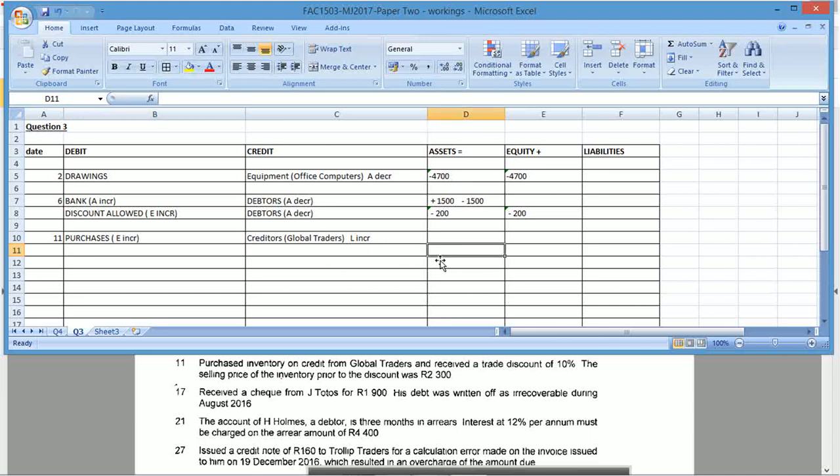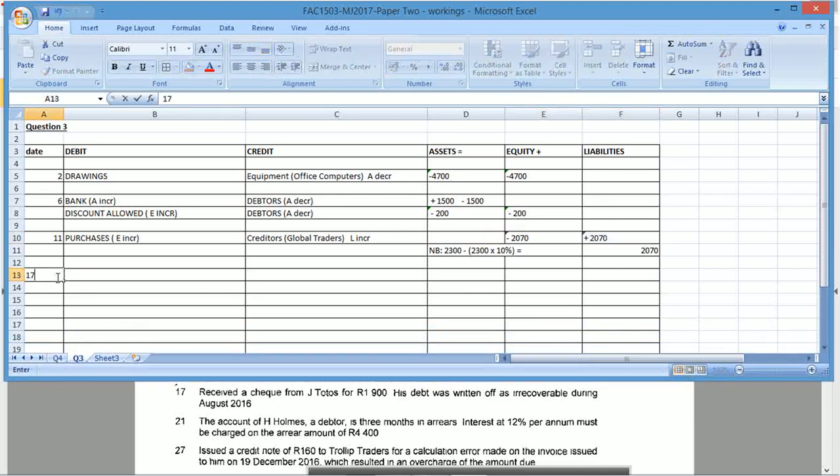What am I going to record? I'm going to show the calculation. The calculation here is 2,300 minus brackets 2,300 times 10% discount equals 2,070. Purchases expense increase. If expenses go up, owner's equity comes down. Liabilities go up, plus. Okay, there you go. Liability increase, expense increase. There's your accounting equation effect.